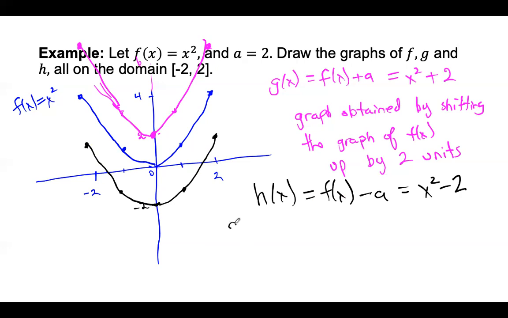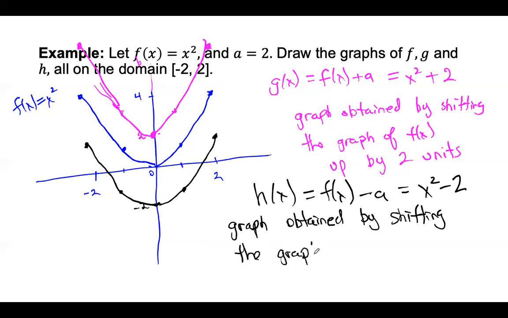So this graph is obtained by shifting the graph of f of x down, essentially. Keyword: this one's up by two units.